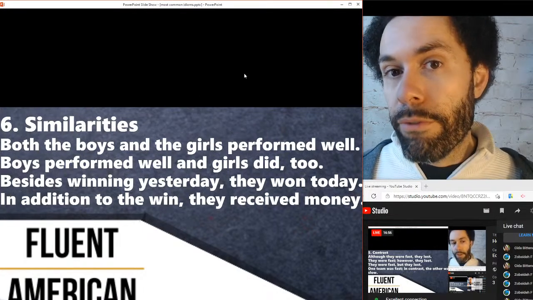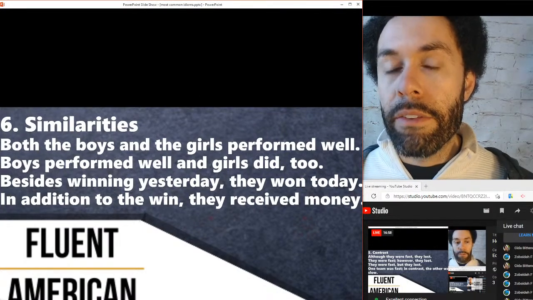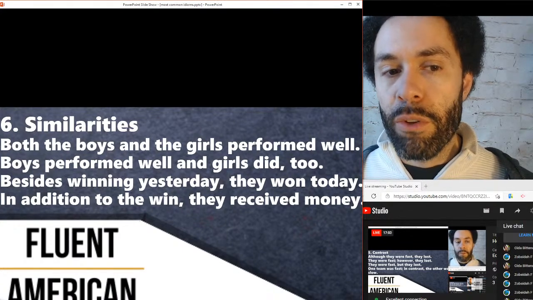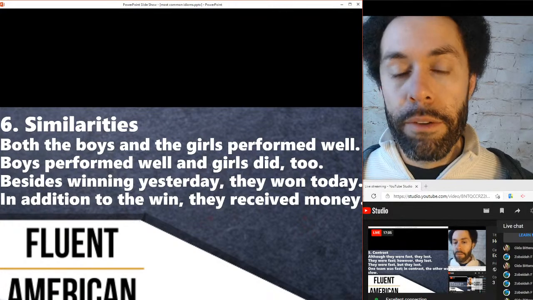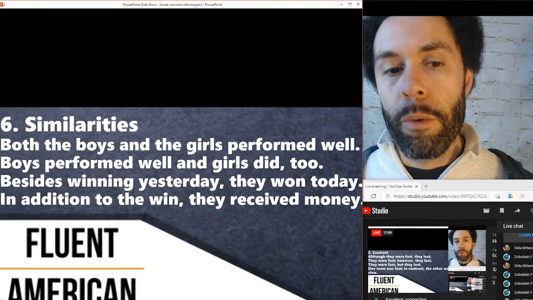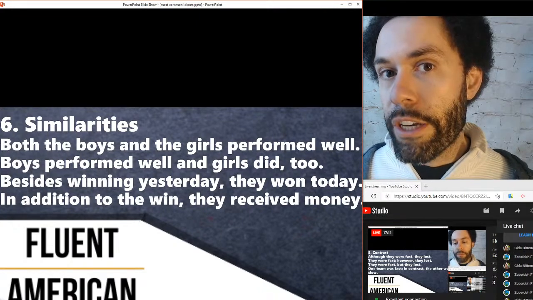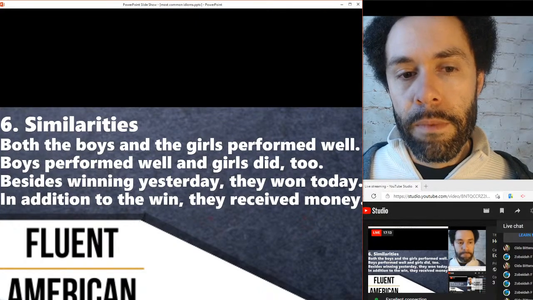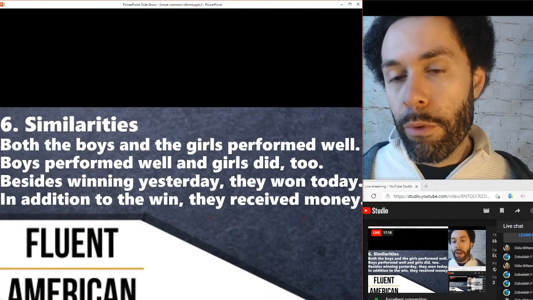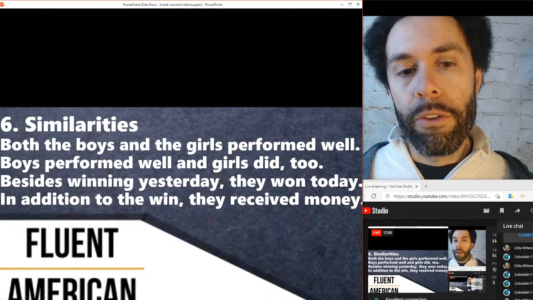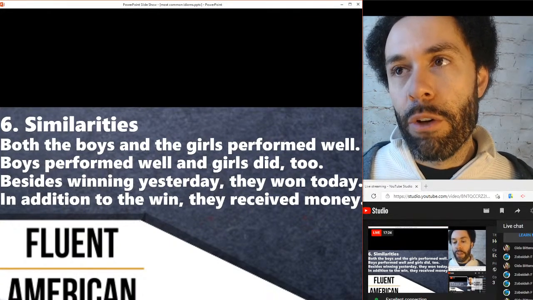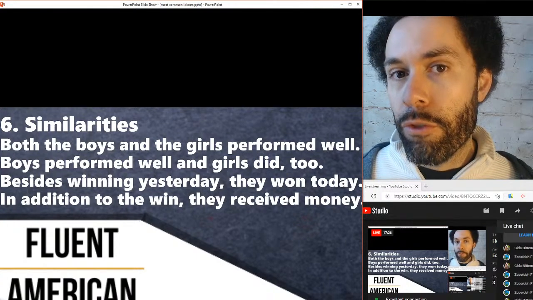The other side of that is if you want to focus instead on similarities between whatever you're describing. So for instance, first one, you could use both or both and. It's like both the boys and the girls perform well. Stress here is actually really important because it can determine what you're trying to emphasize. For instance, both the boys and the girls performed well versus both the boys and the girls performed well. Like the and just makes that connection feel a lot stronger if you stress it.